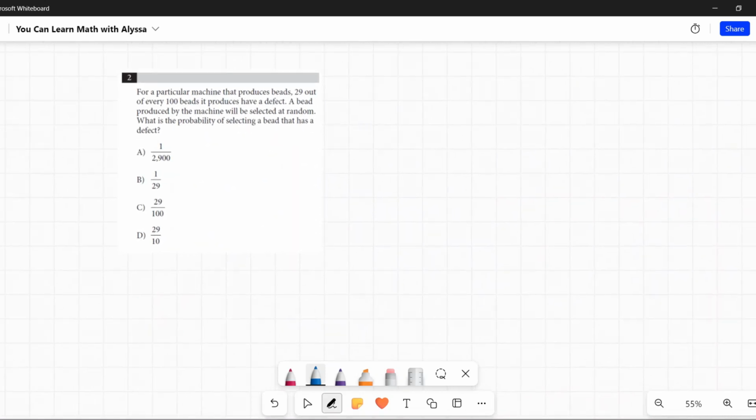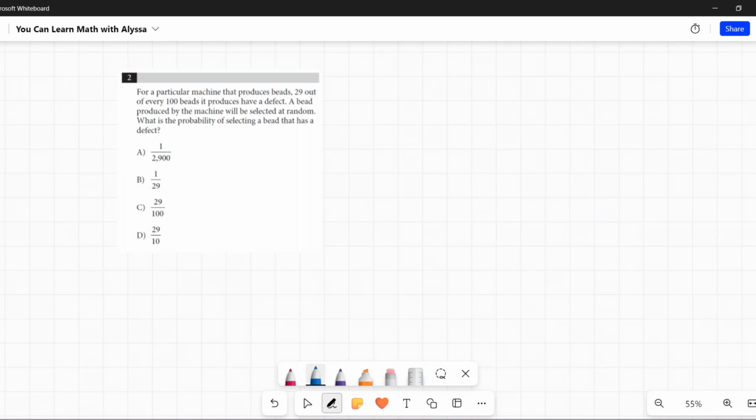Number 2, for a particular machine that produces beads, 29 out of every 100 beads it produces have a defect. That's a bad amount. That's too big. A bead produced by the machine will be selected at random. What is the probability of selecting a bead that has a defect?